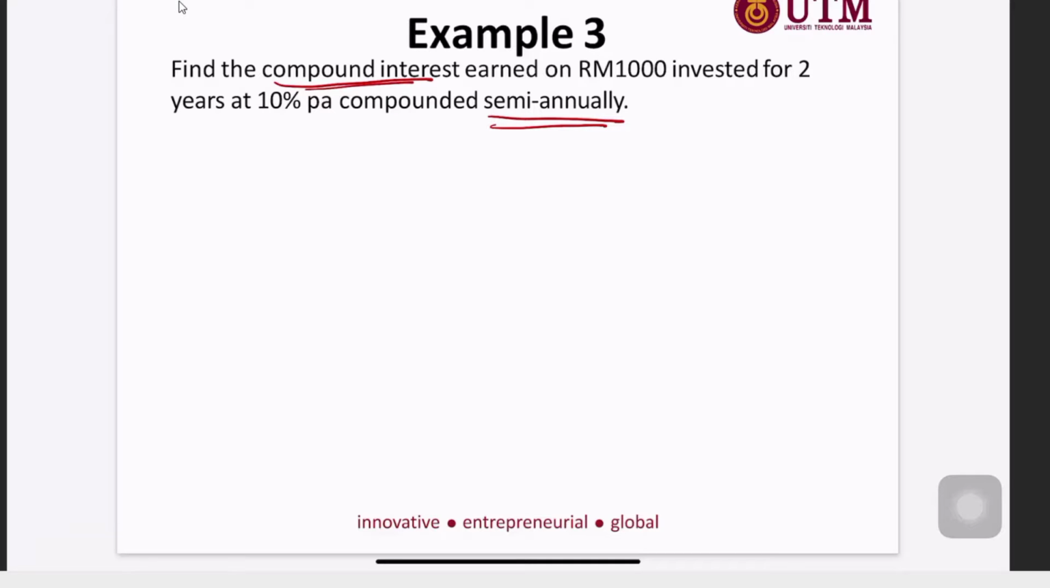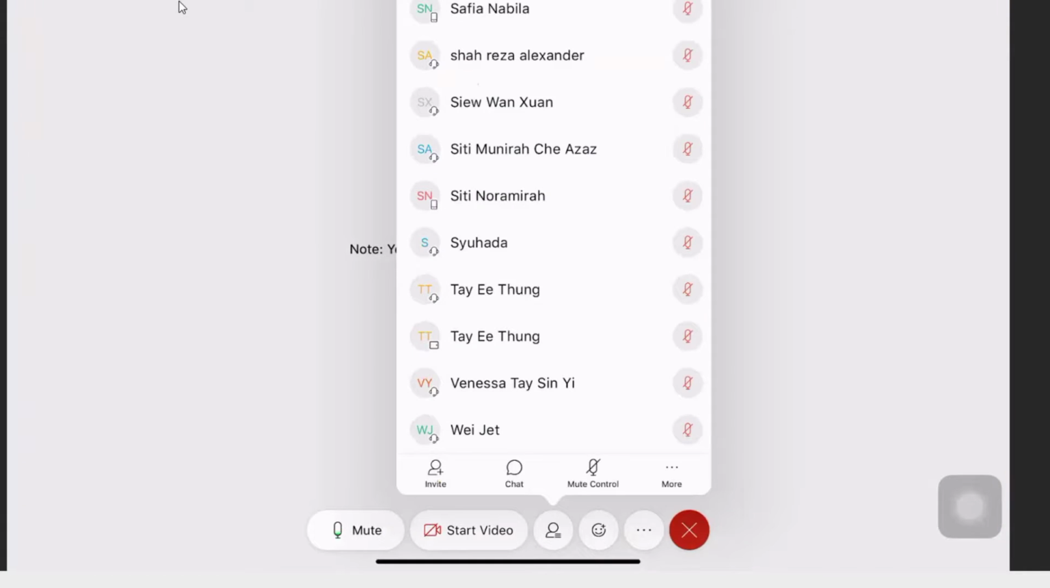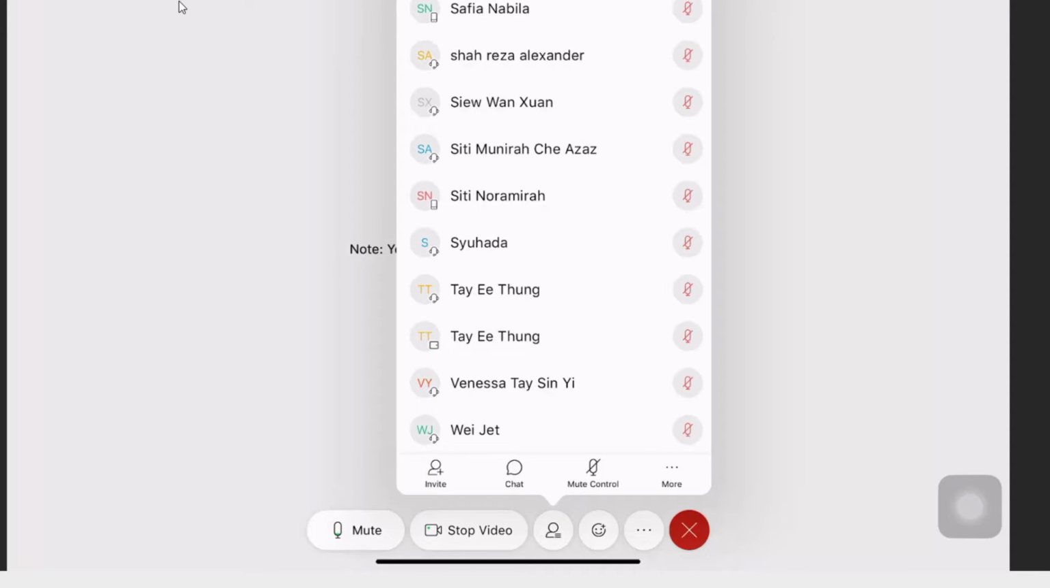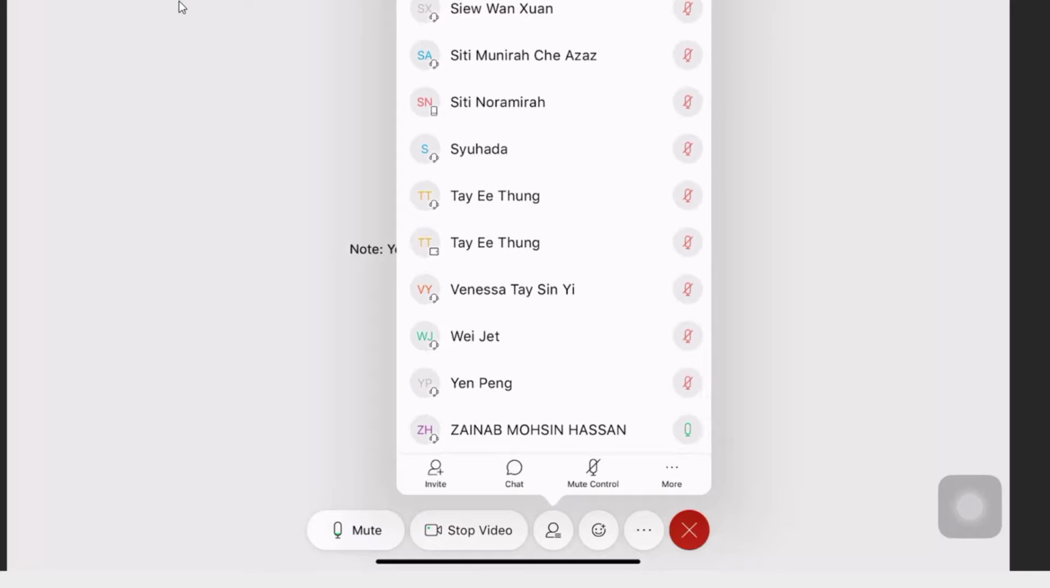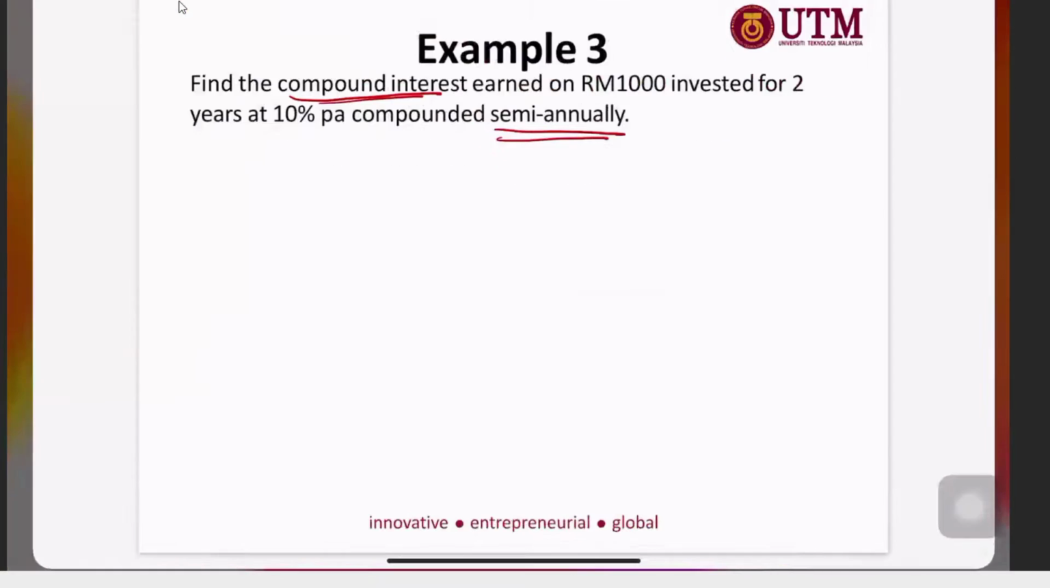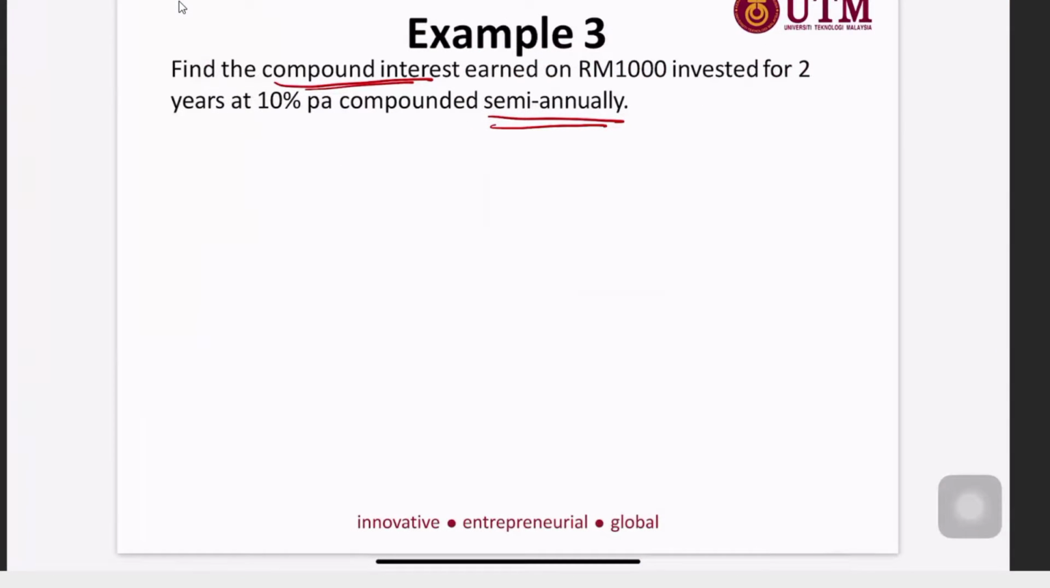No. Let me see who is here by name. Munira, do you want to try? Siu Wan Xuan, do you want to try? Or Zainab, are you here? Yes, doctor. Do you want to try this question? I will try. Okay. You can send your answer to the WhatsApp group.